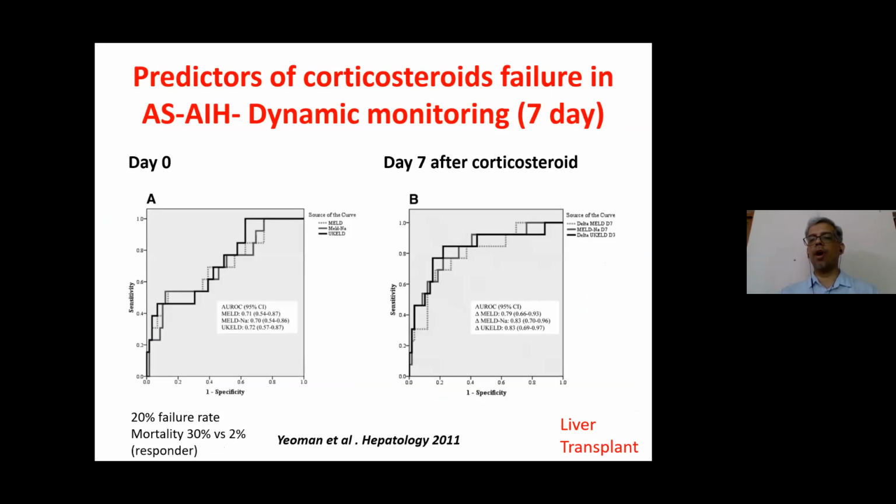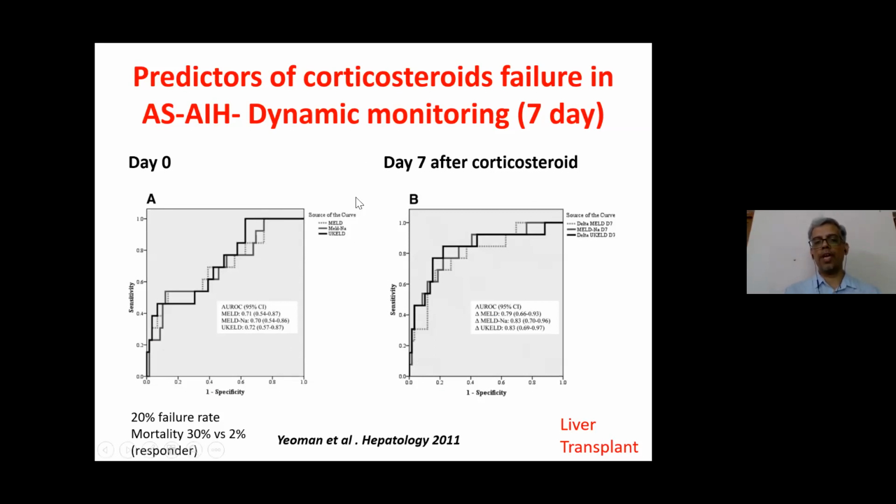So follow-up is predominantly clinical along with your laboratory parameters. If you consider giving steroids, monitor your patient daily. Look at day 7. What this study showed is, if you look at scores like MELD sodium or MELD, a delta change at 7 days may help you in deciding whether your patient is going to respond or not. The failure rate in patients with acute severe autoimmune hepatitis may be as high as 20%, and the mortality goes as high as 30% in these patients.